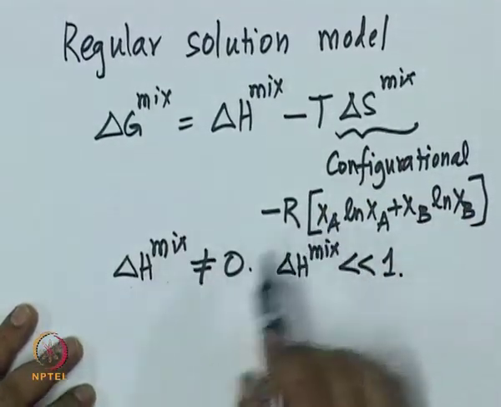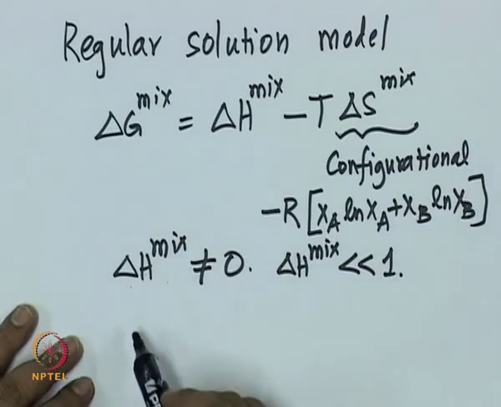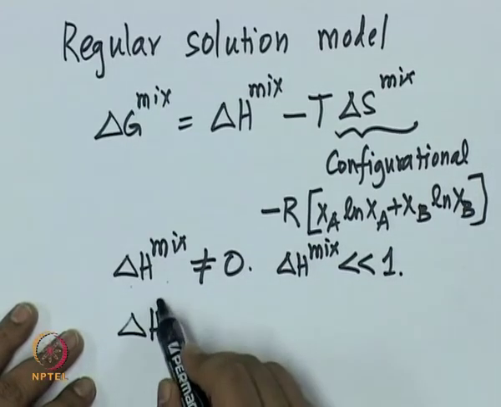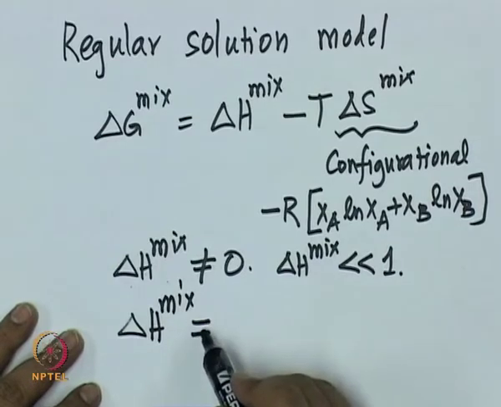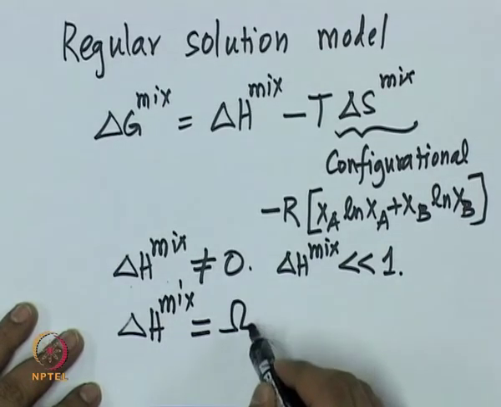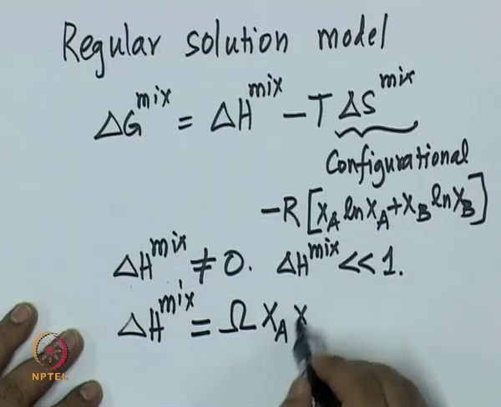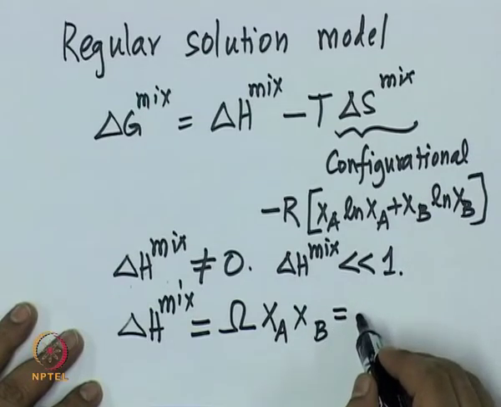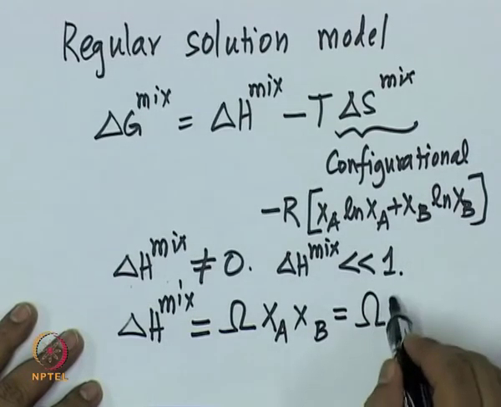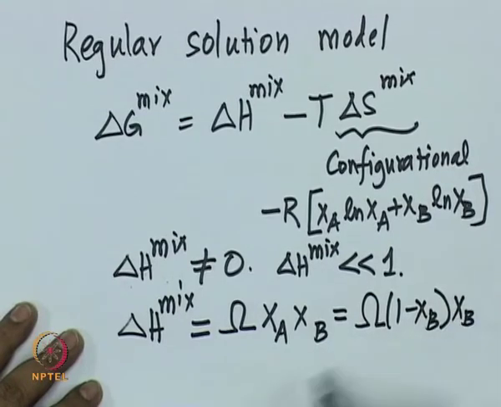So, in the regular solution model we assume that delta H mix is not equal to 0. On top of it we assume that this delta H mix is equal to some omega, which is known as the regular solution parameter, times XA times XB. Remember, because XA is 1 minus XB, it is also 1 minus XB times XB. So, it is a kind of parabolic relation.